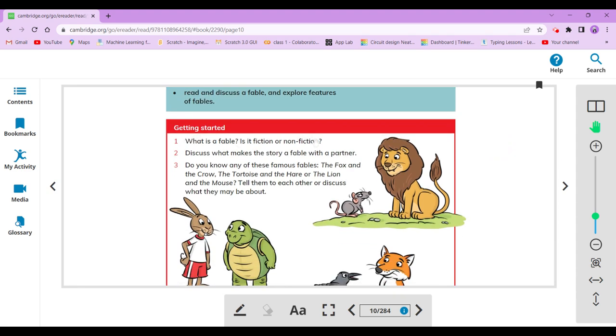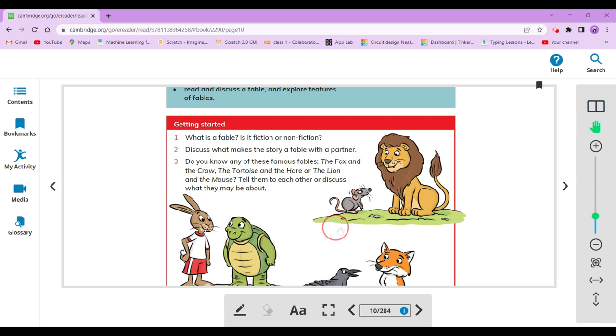What is a fable? Is it a fiction or non-fiction? It is a fiction. And what exactly is fiction? It means not true exactly, because in a fable, animals talk, and in real life, where do they? Now we're going to discuss what makes the story a fable with a partner.